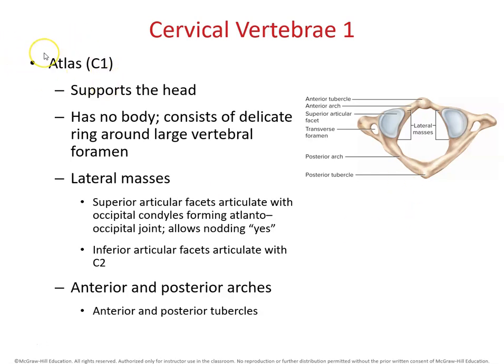The atlas joint is the one that allows you to nod your head up and down, yes or no. That's something I'd like you guys to know. It has, on the transverse processes, these foramen right here, and we have some nerves that are passing through those as well.